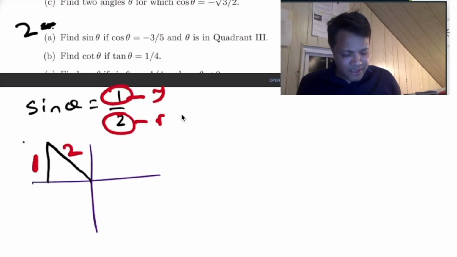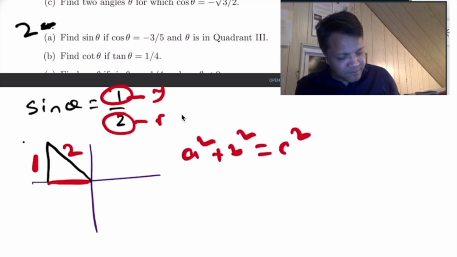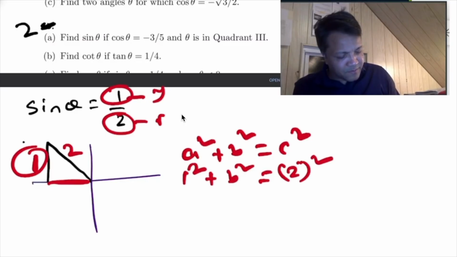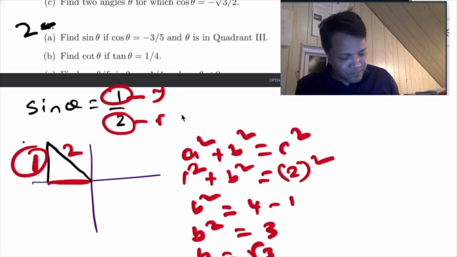So let's find the x. This is the x. So I'm going to write a squared plus b squared equals c squared. Now a squared is 1 squared, plus b squared, which we're trying to find, is equal to c squared, which is 2 squared. So then b squared is 4 minus 1, so b squared is 3, so b is the square root of 3. So this is the square root of 3.